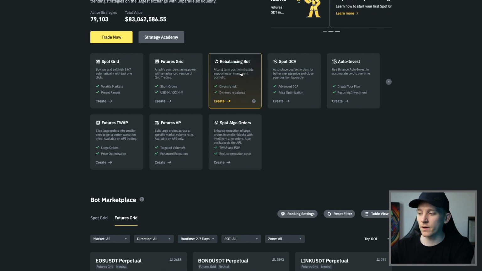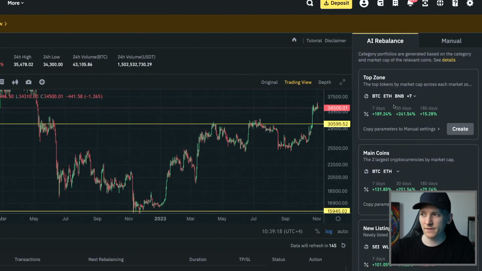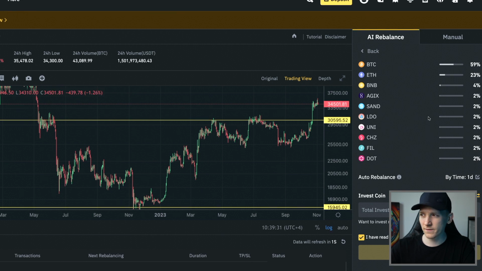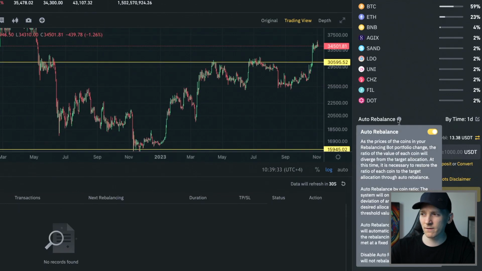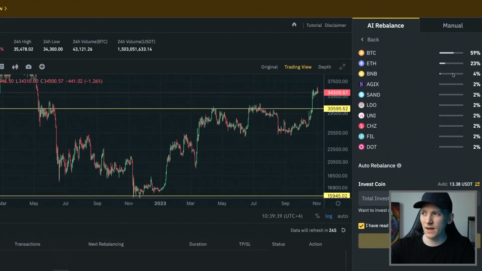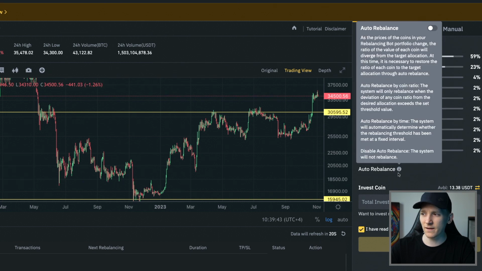So rebalancing bot here, then you can do this manually. So we can actually choose lists of coins that have already been chosen, or we can set them up manually. If we go to AI rebalance here, we'll just press create. It says AI, but this is essentially just a pre-populated list of coins. And as you can see, you can rebalance. So you can turn this on or off if you want. If you turn it off, then you just don't auto rebalance them. So you get this in a list and percentages, and then that just kind of stays as it is, right?